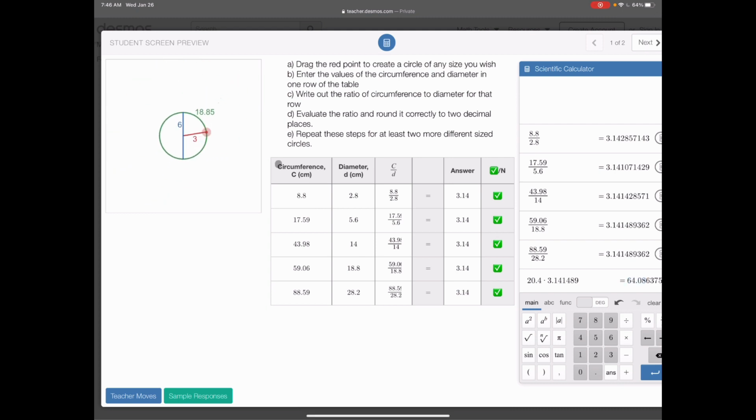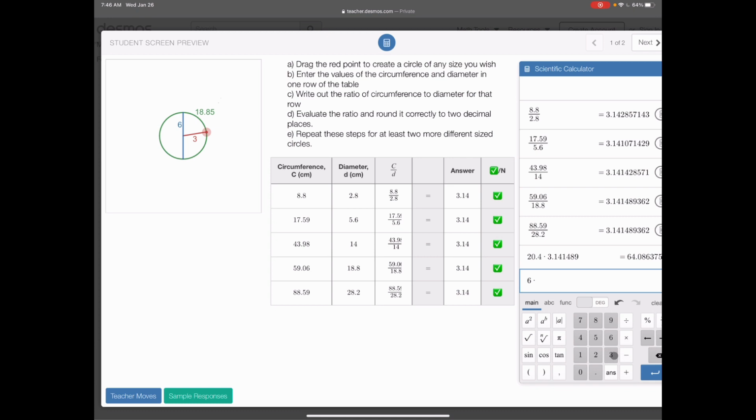Let's try this one. I don't know, 6, right? So we have 6 times 3.14, and you get 18.84, 18.85, right? You see that? Get the diameter, multiply by 3.14, and voila, you get the circumference. Isn't that so crazy?